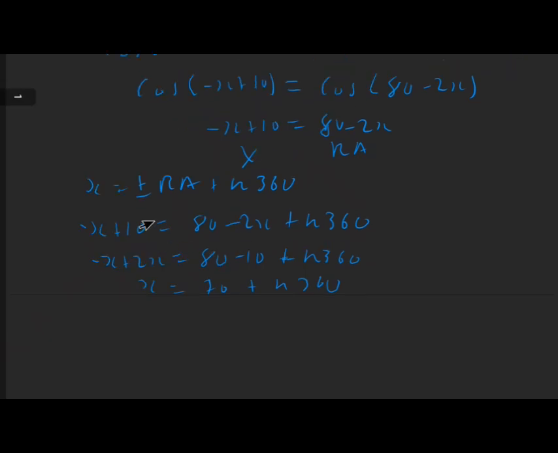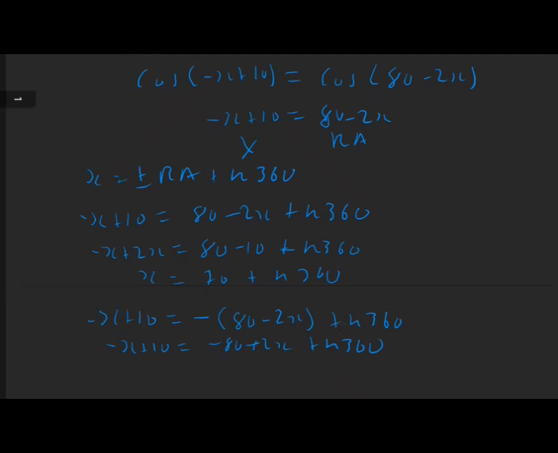Now we're going to use the negative version. We say the same thing: we take this as x, so it's going to be minus x plus 10. So x is equal to minus the reference angle, but because there are two terms, we have to put the whole thing in brackets. So be careful of that. Now we have minus the reference angle plus k 360, and from here this becomes minus x plus 10 is equal to minus 80. So we're going to have minus 80 plus 2x plus k 360, and then let's go forward.